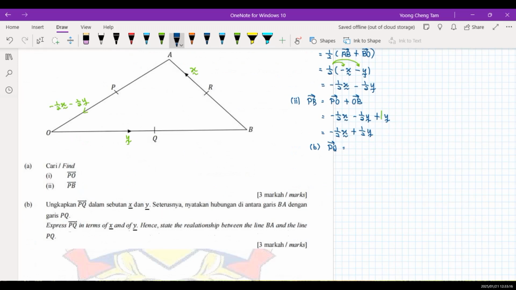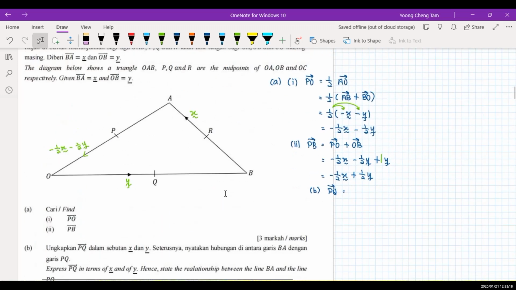Again, let's look at the diagram. How do we find vector PQ? The shortest path is PO plus OQ. So PO plus OQ is equal to PQ. And what is PO? You can take it from answer A1. It's exactly the same PO. So copy negative 1 over 2x minus 1 over 2y.